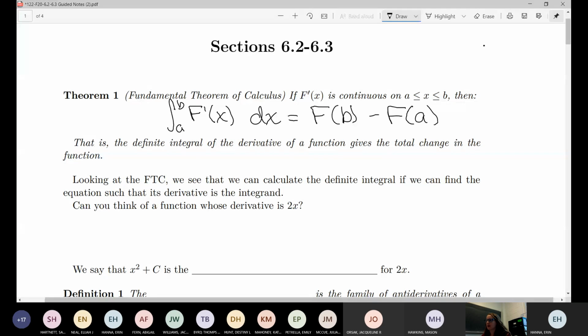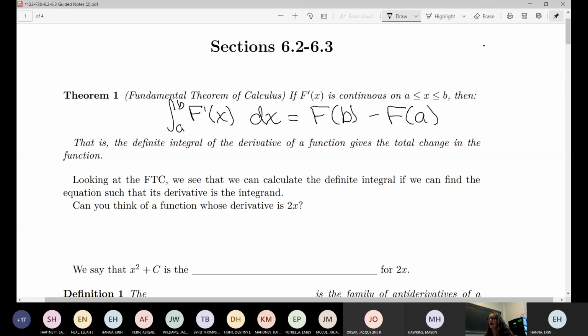If we look at that theorem that I just wrote down, notice that the integral on the left has f prime, and the things on the right are just regular old f's. There's no primes anymore. So essentially, if I can find an equation such that its derivative is the integrand, then I can calculate these by hand. So essentially, we want to go backwards.